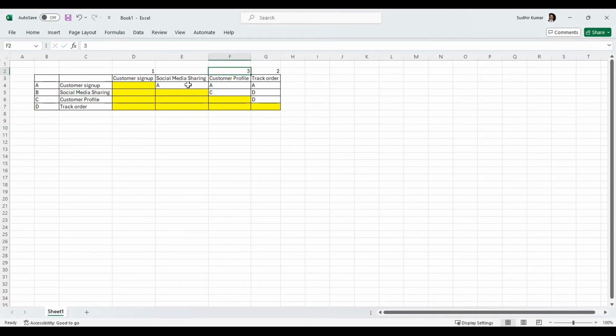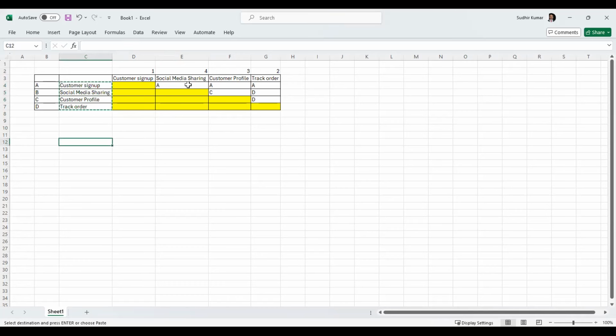Right. And the fourth rank? Social media sharing. Right. So after this prioritization technique, will the order of the product backlog change? Yes. So the top will be what? The top will remain the same, customer sign up.